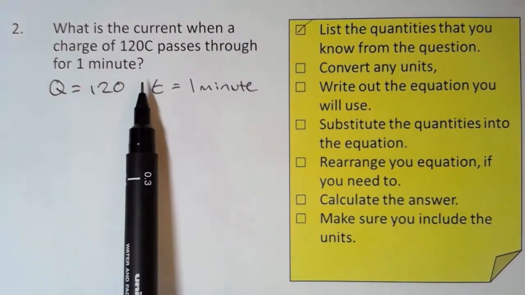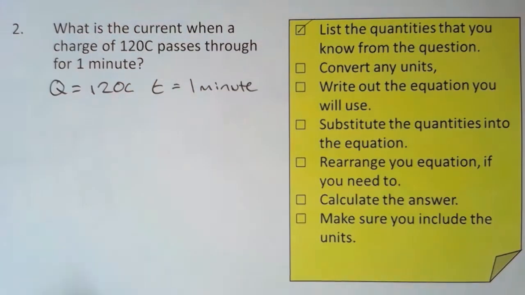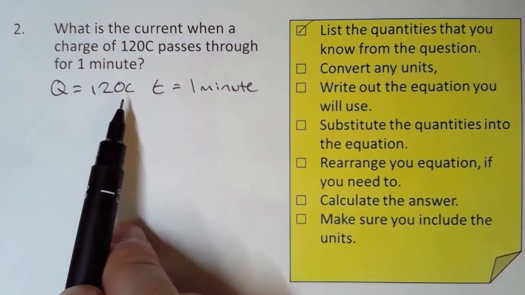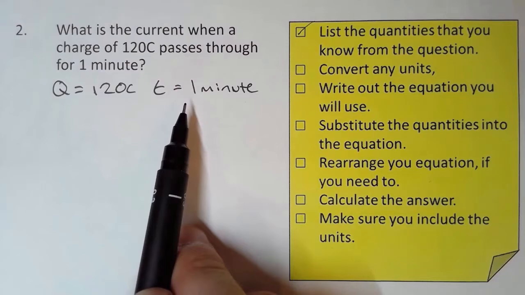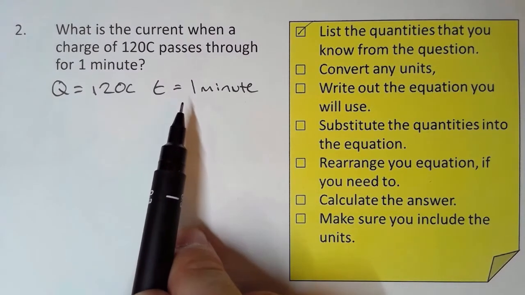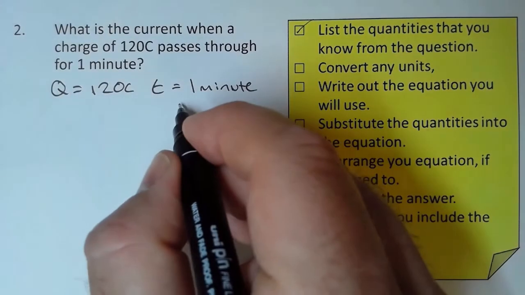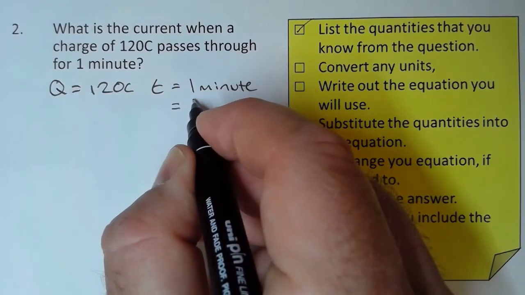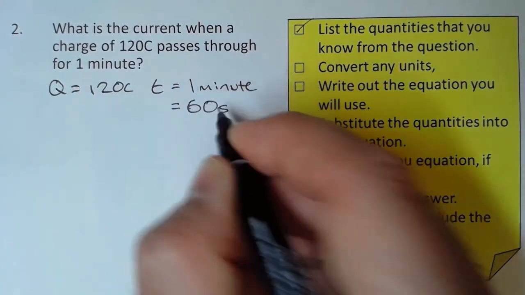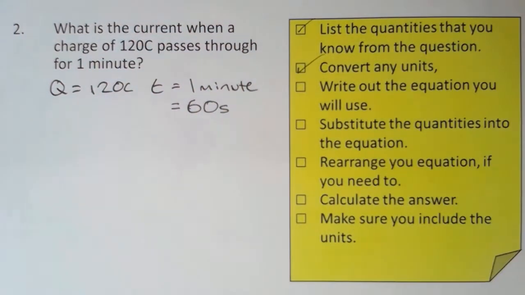Right. Convert any units. Well, first off, the charge is in coulombs, so we're fine with that. But time, do we measure time in minutes? No, we measure it in seconds. So we do that conversion nice and early. So the time is equal to 60 seconds. And there we go, we've converted the units.